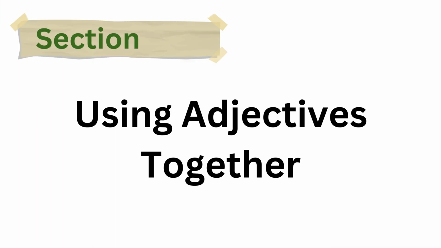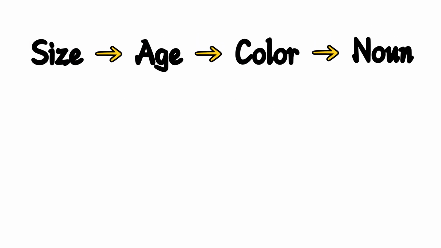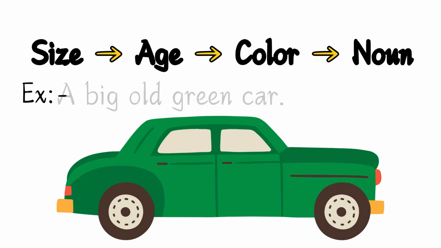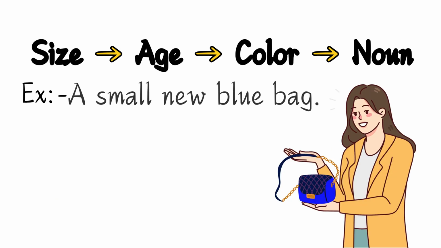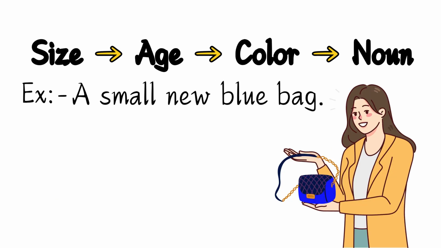Section 6. Using adjectives together. Sometimes we use more than one adjective to describe something. In English, we can put 2 or 3 adjectives together, but there's a special order. Size, age, color, noun. For example, a big old green car. A small new blue bag.